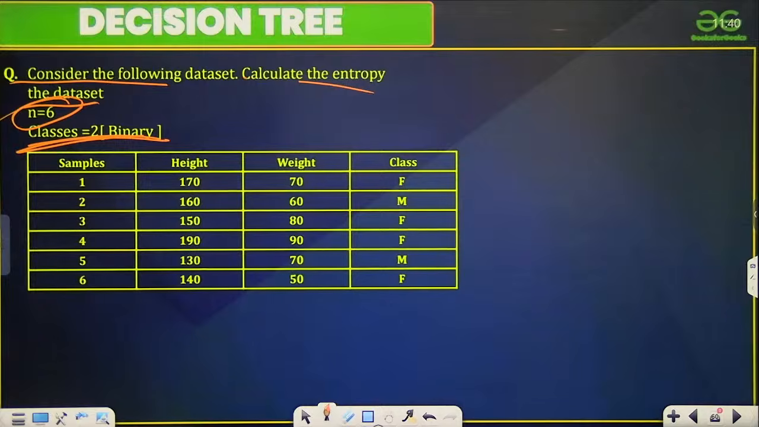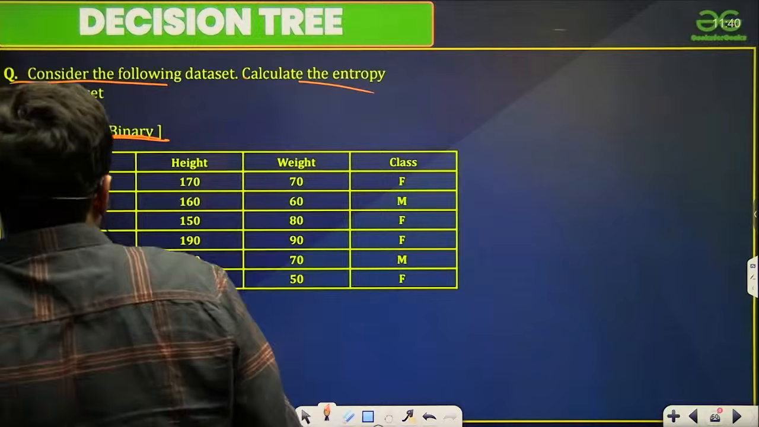Correct. 0.918 is correct. Ranjan is correct. Shagufta, yes, both of you are correct. Vishal, just check once more. How to do this? Very simple. See how to do this.